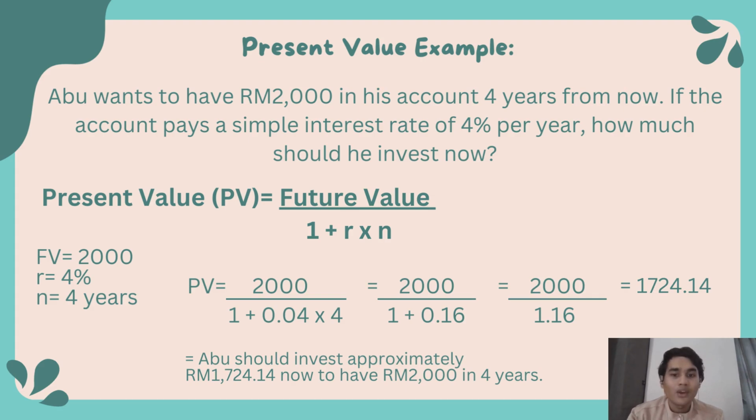So future value here, we have 2000. Rate, we have 4%. And the period is 4 years. So put everything in the formula. So we have present value equals 2000 ringgit divided by 1 plus 0.04 times 4 years. So the answer is 1724 ringgit 14 cent. So Abu should invest approximately RM 1724.14 now to have 2000 ringgit in 4 years. That's all.